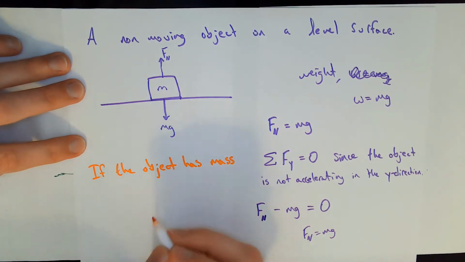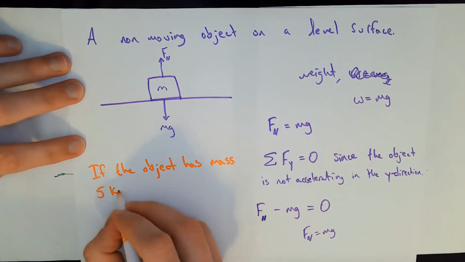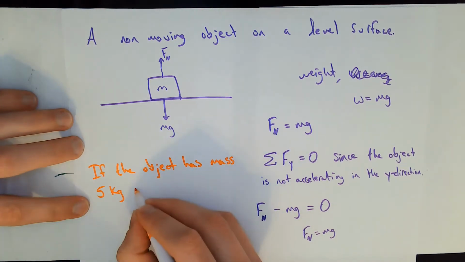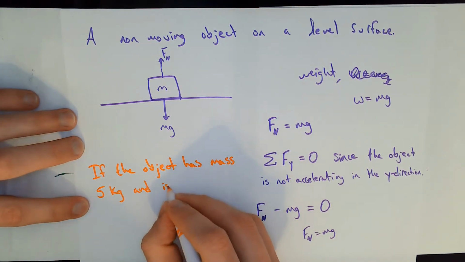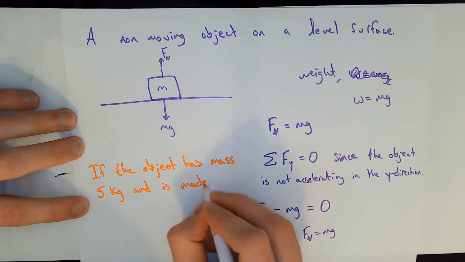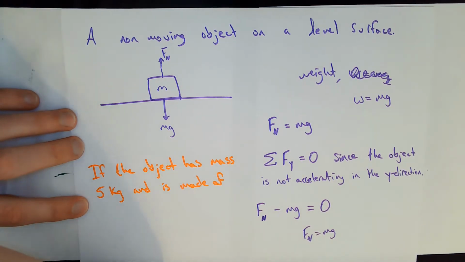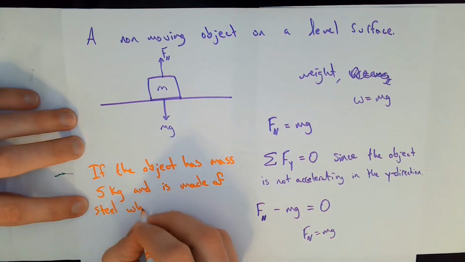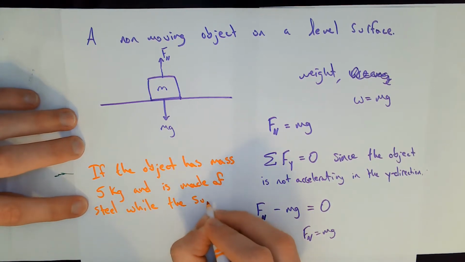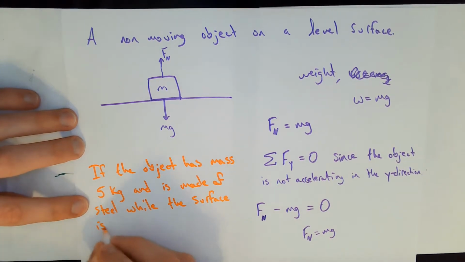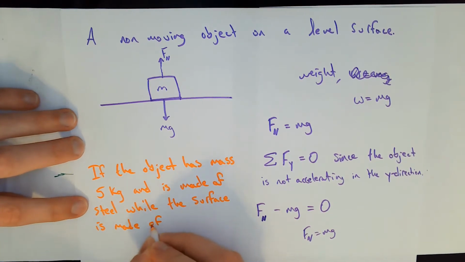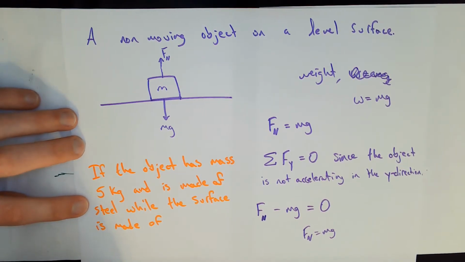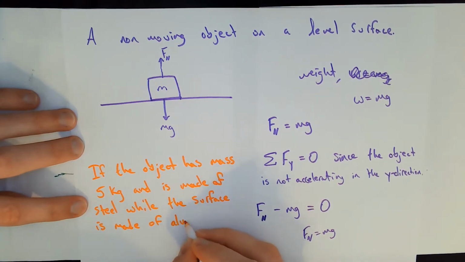Has mass, let's make it not too complicated, 5 kilograms. And let's say it's made of steel, while the surface is made of, now let me see what else we have to work with. I'm just citing the list that he uses in the slides here. So steel, let's say aluminum. The surface is made of aluminum.